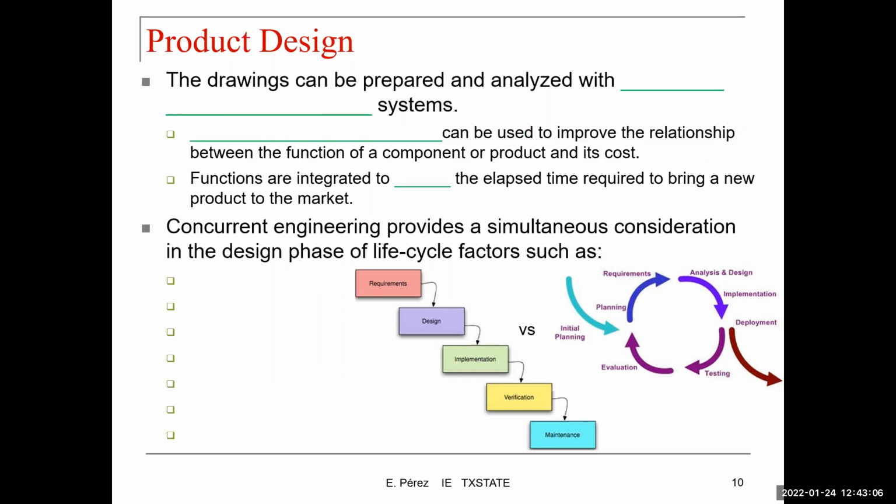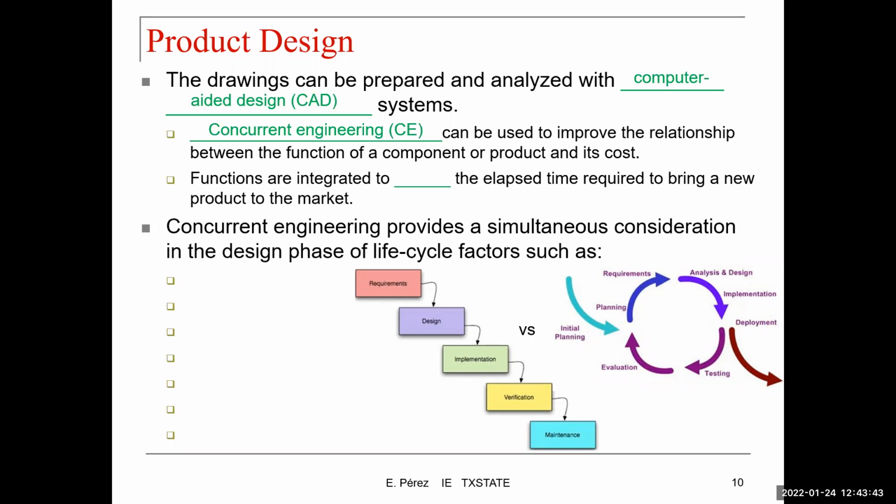So the drawings can be prepared and analyzed with computer-aided design systems. If you are not aware of concurrent engineering, this is also an area that is relevant for industrial and manufacturing engineering, which typically is looking at ways to perform tasks at the same time. So you are creating the product, getting the input and the feedback from multiple areas of the manufacturing facility.